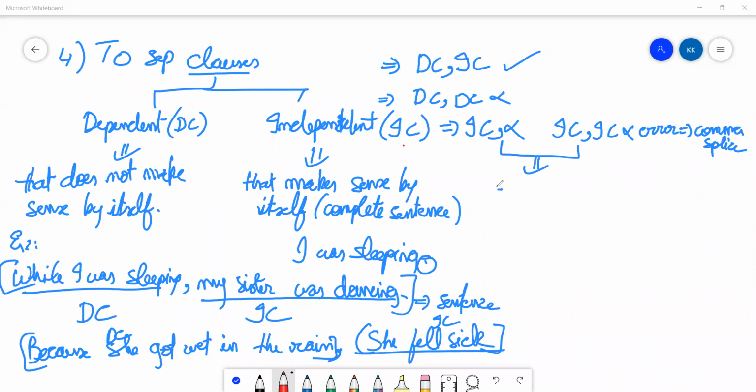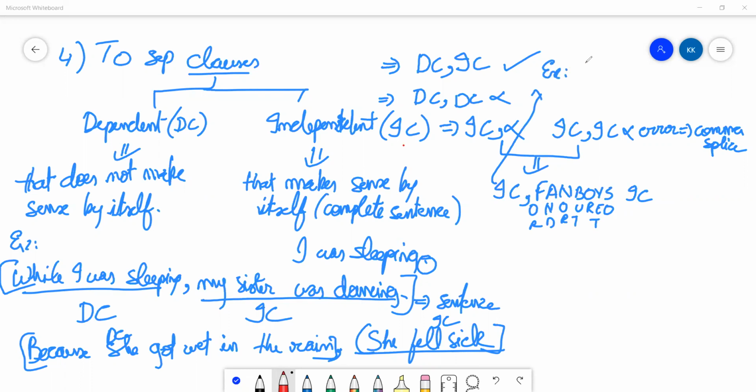Okay. So I see, comma, FANBOYS. For, and, nor, but, or, yet, so. Any of these words, when you want to use a comma after an independent clause, just put one of the FANBOYS and put another independent clause, and you can use a comma. Let me give you an example for this.